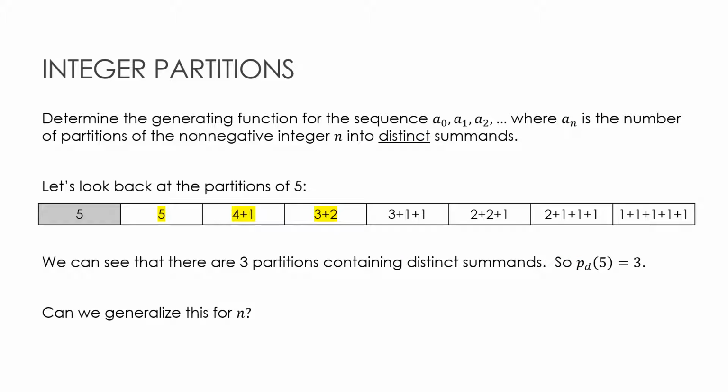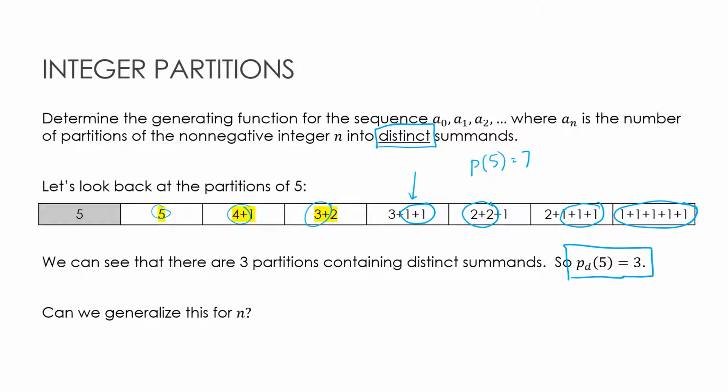Let's change it up yet again. Now this one is asking about distinct summands, which means I don't want to have something like this where I've used 1 more than once, or 2 more than once. So looking back at the partitions of 5, even though P of 5 was 7, if I'm looking at the distinct partitions, P sub D, telling us that it's distinct, of 5, there are only 3 of them: 5, 4 plus 1, and 3 plus 2.